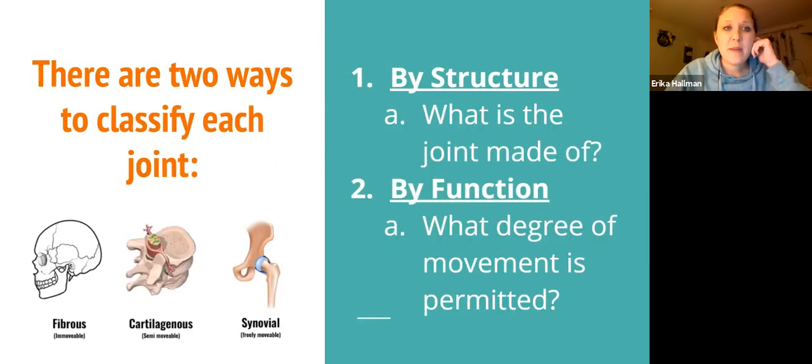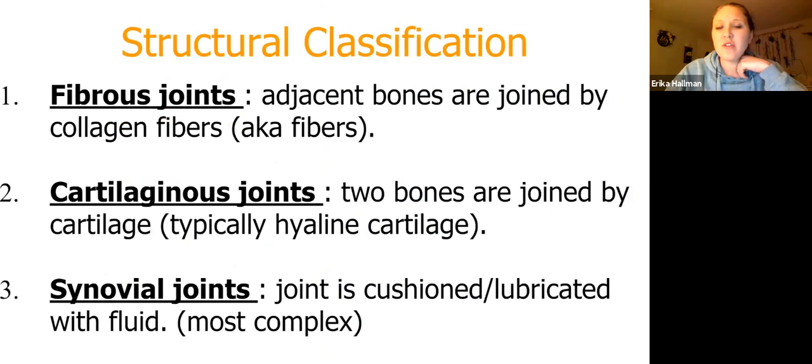So let's start with the very basics. There are two ways to classify every joint. We can classify them by their structure or by their function. In other words, what are these joints made out of, or what movement do they allow? Let's talk first about the structural classifications. In our body, there are fibrous joints, cartilaginous joints, and synovial joints.